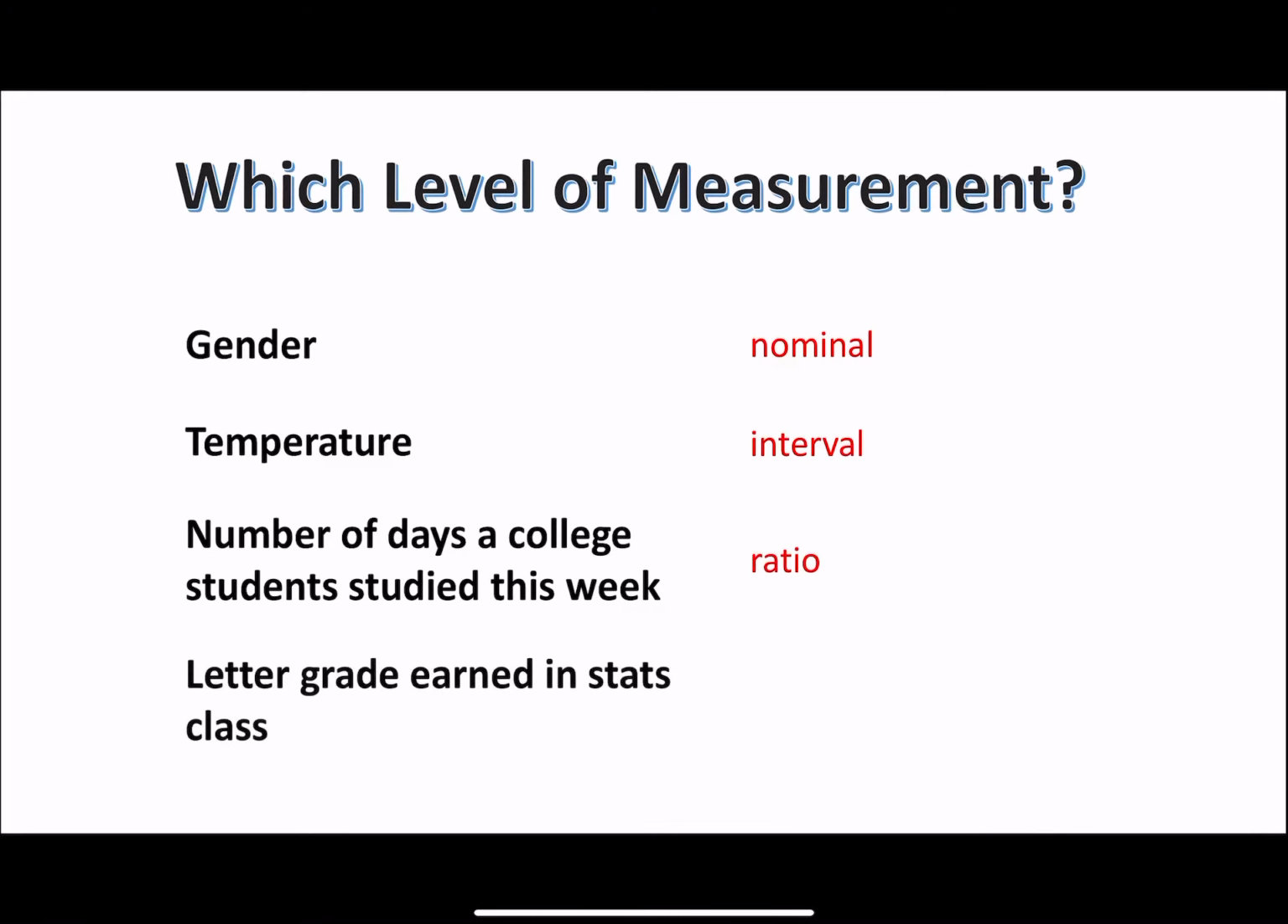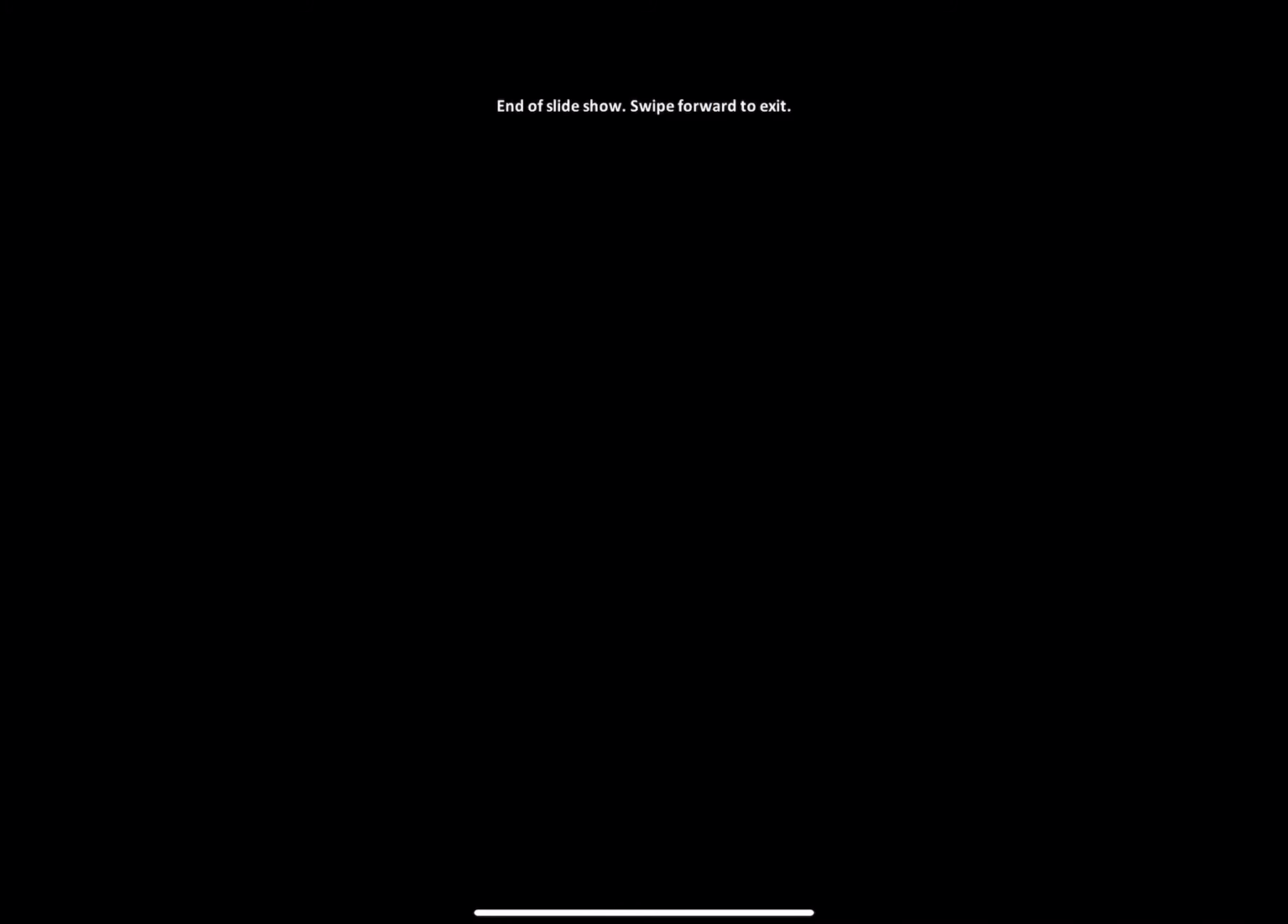A letter grade earned in stats class. So that would be ordinal because you would order them: A, B, C, D, F. Hope that made sense. That's all I'm going to show for this video. We'll pick it up with section 2.1.